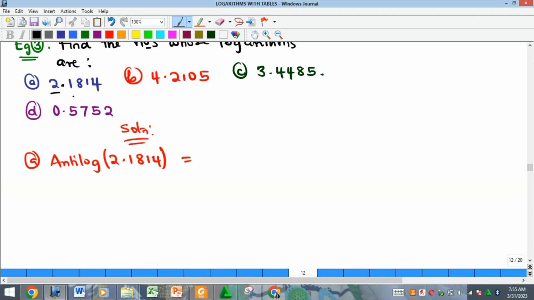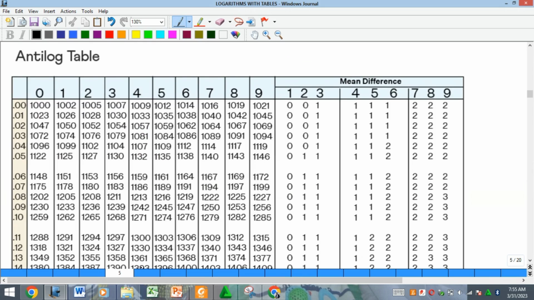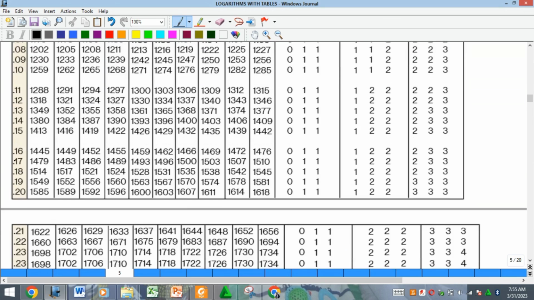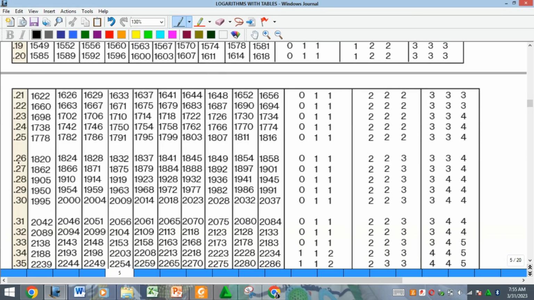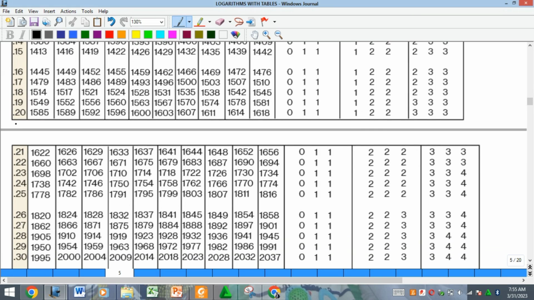Okay, and so what are we going to be doing? We are going to be looking for 0.18 under 1 difference 4. And that's why when you go to the anti-log tables, you'll be seeing decimal points in front of the digits, in front of the two digits that you have here. So now we are looking for 0.18.